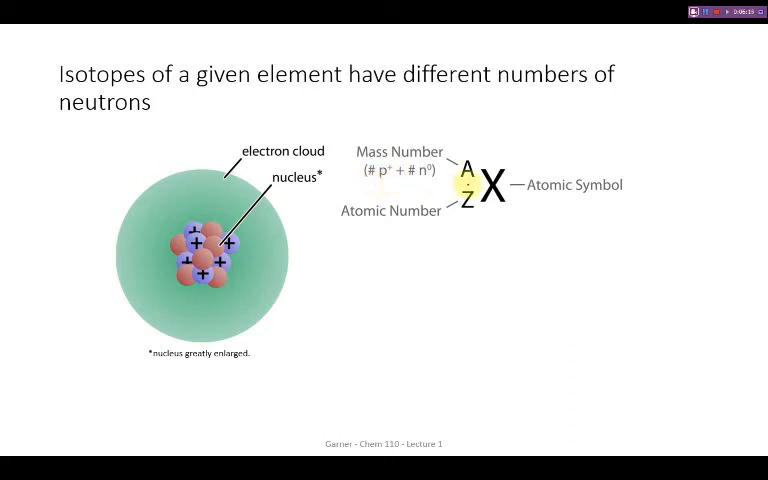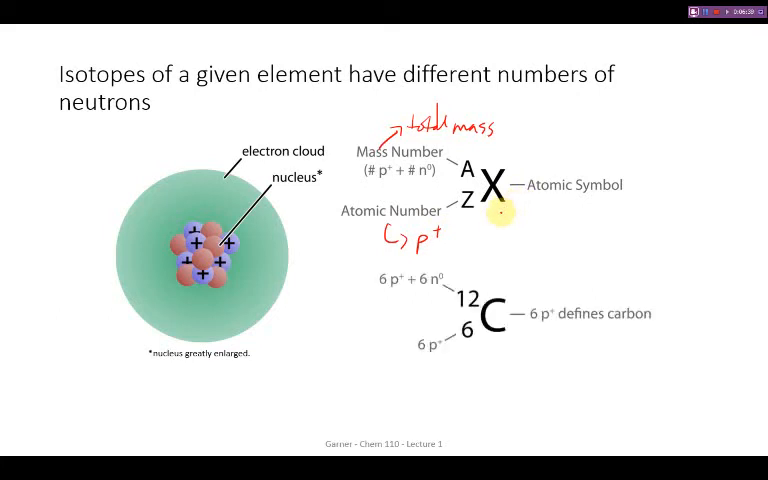So looking at this notation here, what you can see is we represent the total mass of an element using the mass number. The atomic number, again, represents the number of protons. And then the atomic symbol is what you see on the periodic table. So let me show you an example here with carbon.